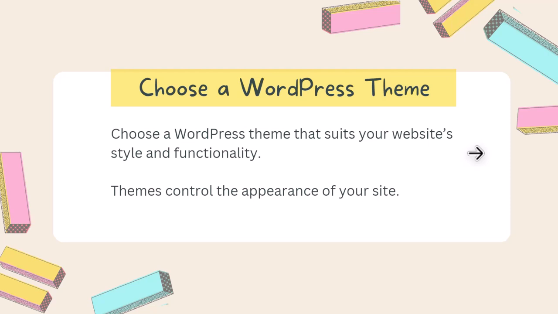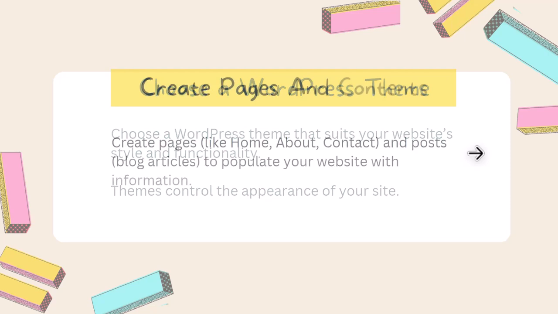Then the next thing you do is to choose a WordPress theme. It's either you get a premium theme or you use a free theme. Choose a WordPress theme that suits your website style and functionality. It depends on what you want. You check the themes, you check the features of the themes, and themes do control the appearance of your website. So you need to choose your WordPress theme wisely.